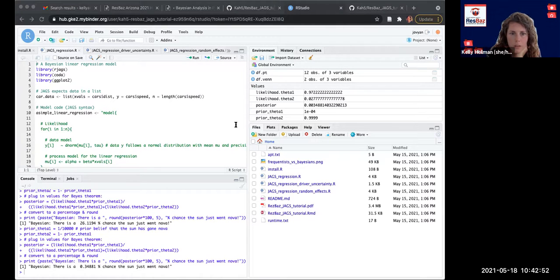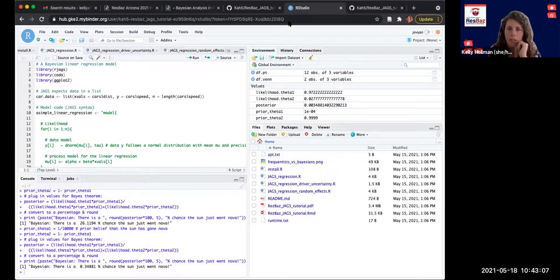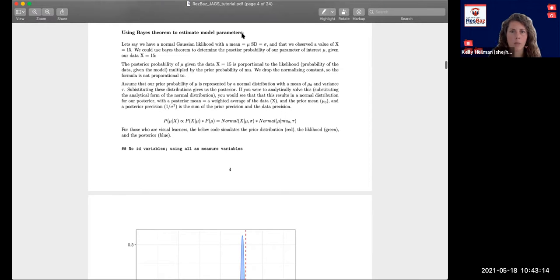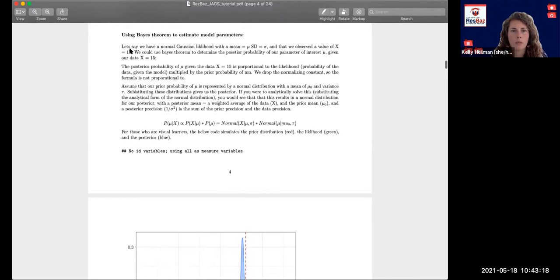Okay. So I'm going to go over one other background example, now that the binder is up. Another background example of how we can start to use Bayes' theorem to estimate model parameters. So let's say we have a normal likelihood that has a mean we'll call mu, a standard deviation we'll call sigma, and we observe a value of our data x equal to 15. And so let's use Bayes' theorem to determine the posterior probability of our parameter of interest mu given our data at x equals 15.